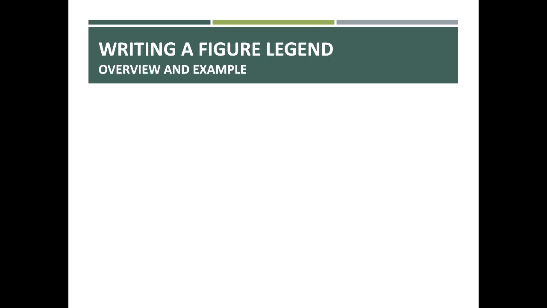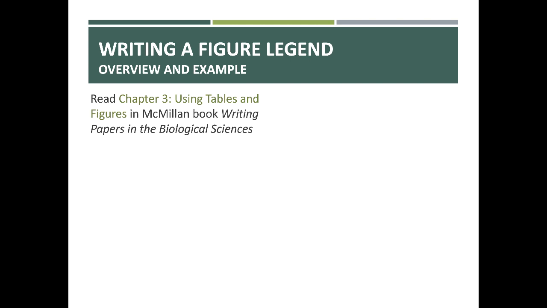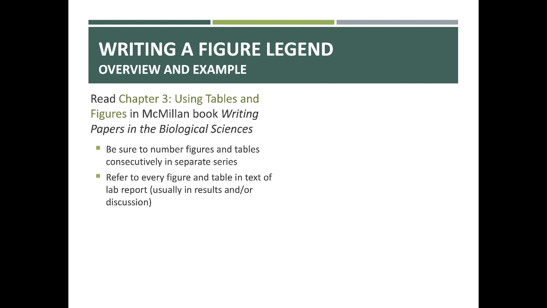Now, let's think about writing a figure legend. Read Chapter 3 using tables and figures in your Macmillan book. When writing a figure legend, be sure to number figures and tables consecutively as they appear in the paper. Every figure or table that is present in a paper has to be referred to in the writing of the paper. You can't just have figure 2 and then never mention figure 2 in the actual text of the paper. The figures and tables should be in numerical order as they are mentioned in the text. You shouldn't talk about figure 5 before you talk about figure 2, for instance.